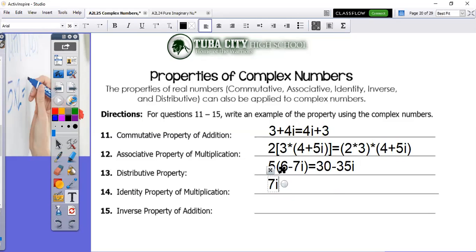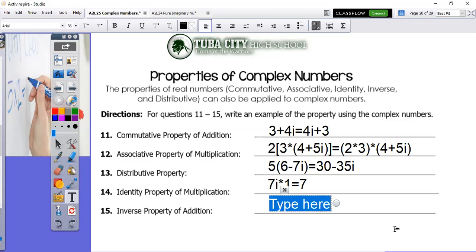7i times 1 is going to be 7i, and that's the identity property. Identity means that it doesn't change, right? You do something, but it doesn't really change anything. The identity stays the same. And inverse means doing the opposite.